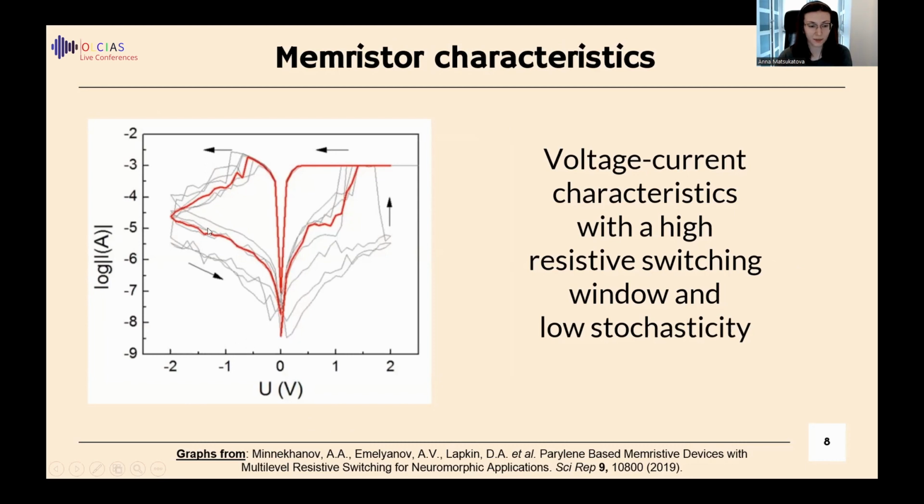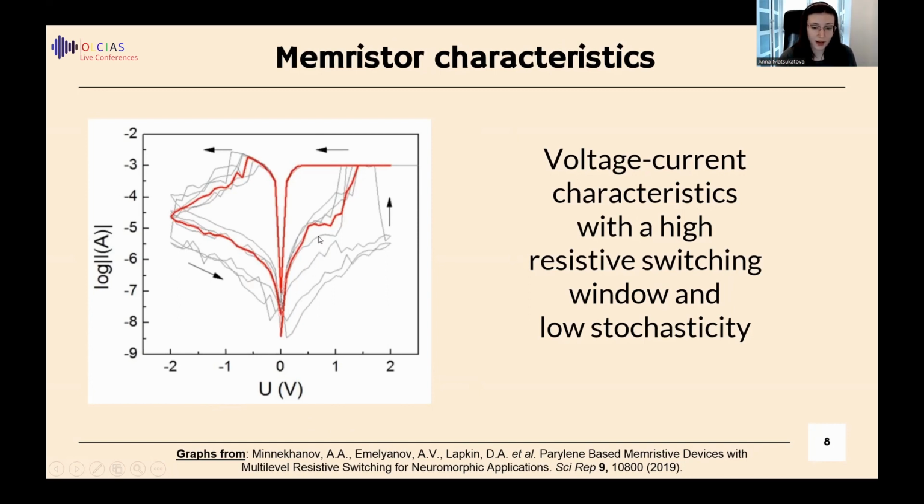But basically, if you want to see this current-voltage characteristic as we saw before, we can imagine that this curve goes right here. We can see that here is also a hysteresis curve, and it switches from the high resistance state to the low resistance state, just like before.